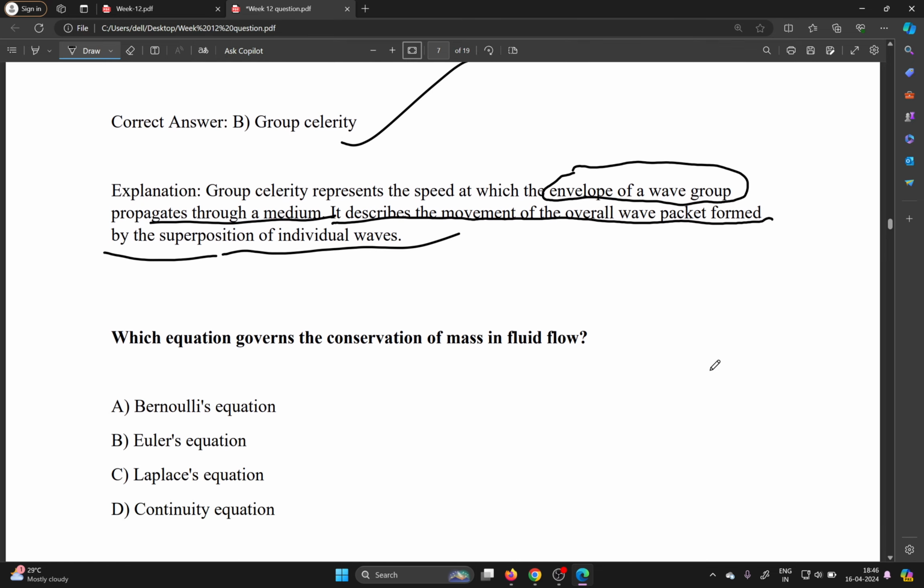Which equation governs the conservation of mass in a fluid? This is a basic question from fluid mechanics. Whether Bernoulli, Euler, Laplace, or continuity.